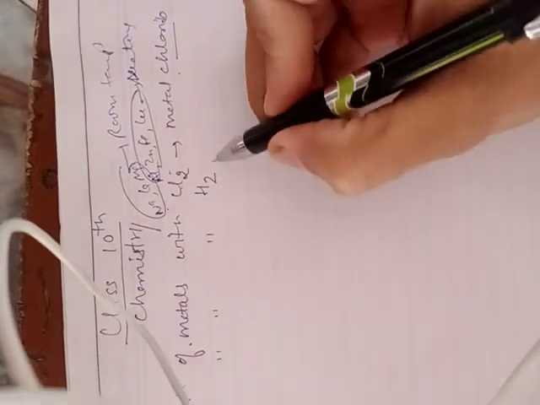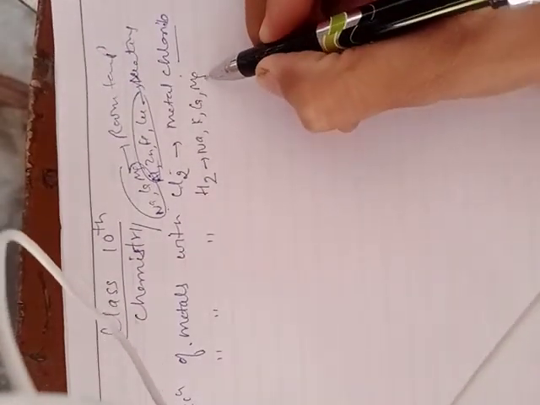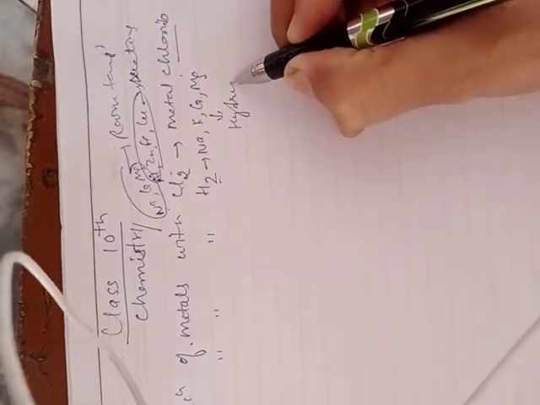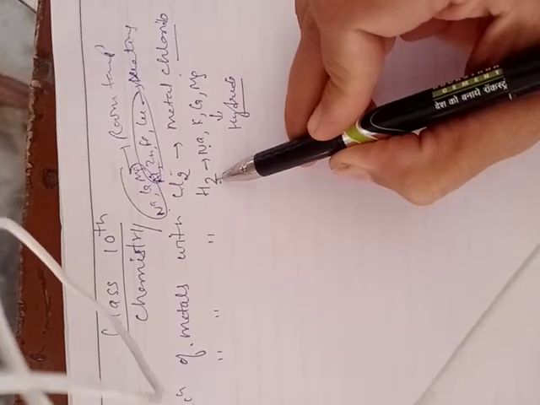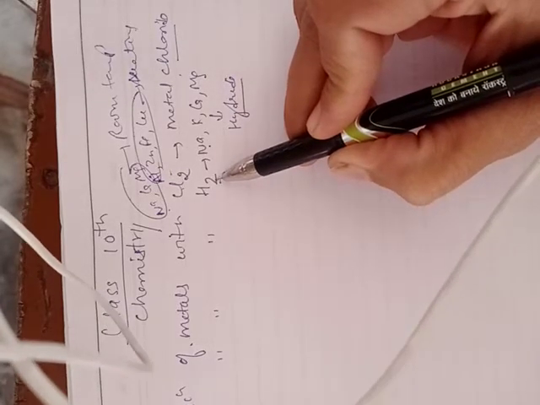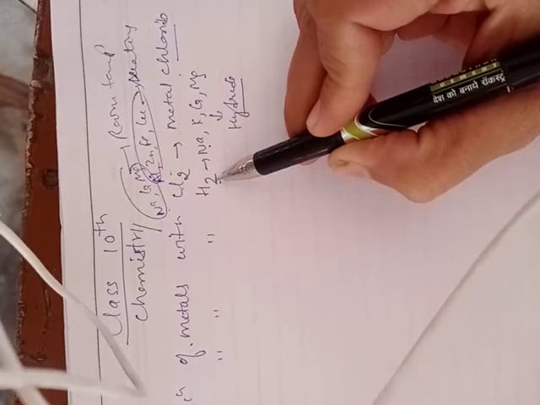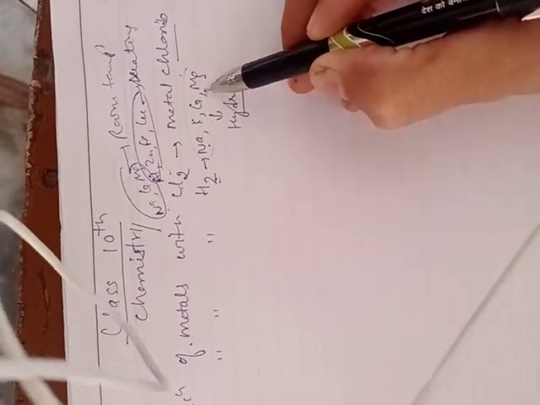Next is reaction of metals with hydrogen. Generally the metals do not react with hydrogen. Only the highly reactive metals such as sodium, potassium, calcium, magnesium, they combine with hydrogen to form the respective metal hydride. When Na combines with H2, it forms NaH, sodium hydride, followed by heating. These reactions are generally performed by passing hydrogen gas over the heated metal. So, in this case, heating is also required.